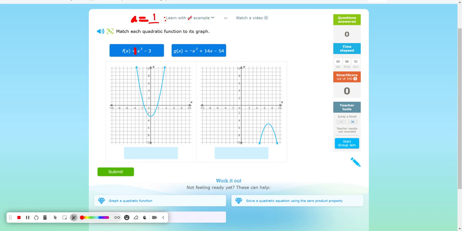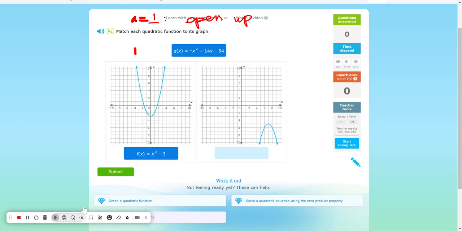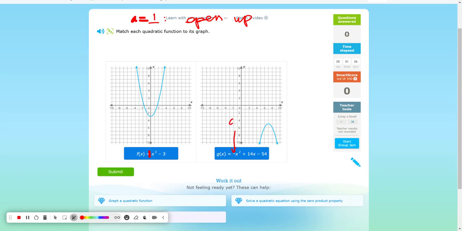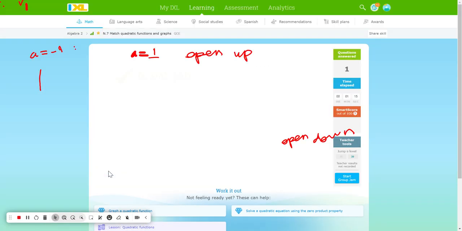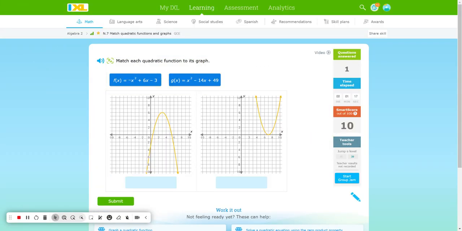So this graph had to open up. That's it. I go and drag it to the straightforward one. And the leftover should be right there. For the leftover, the a value happened to be -1, so it had to open down. Submit. All right, next question.